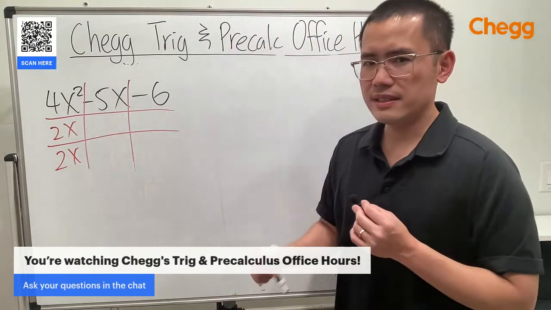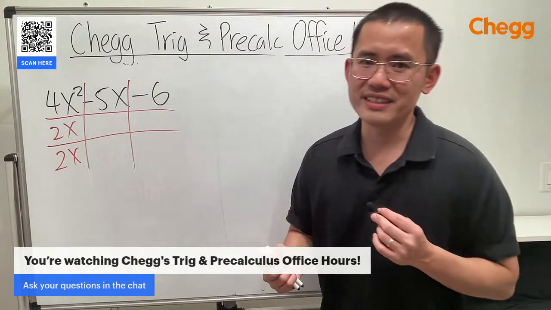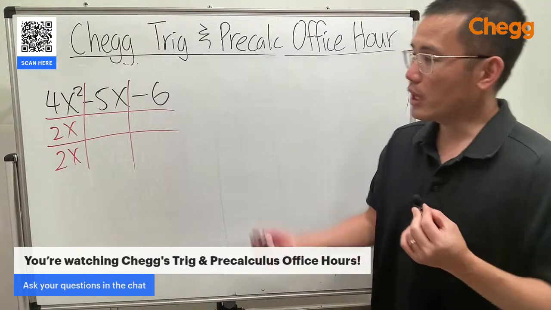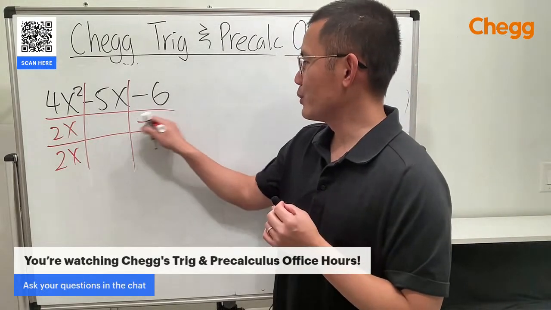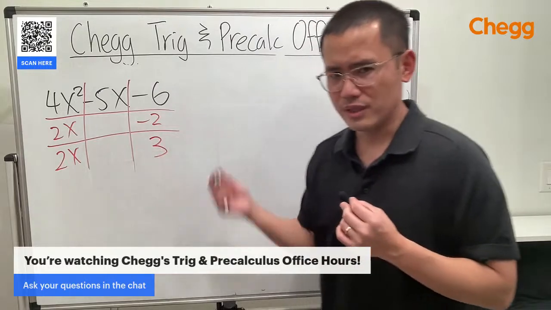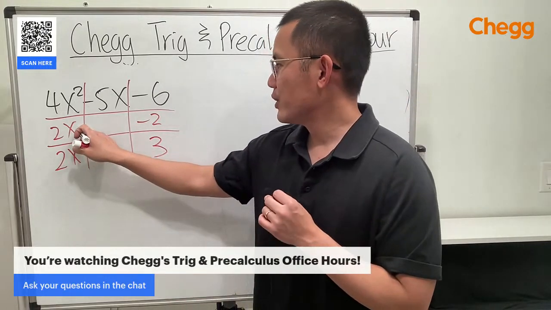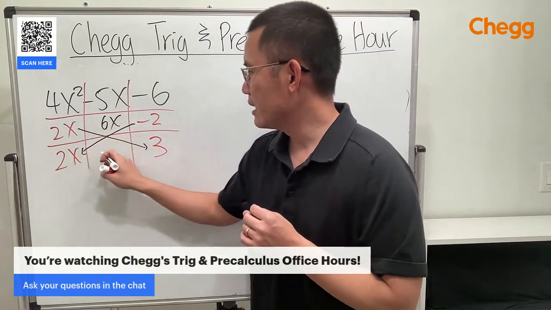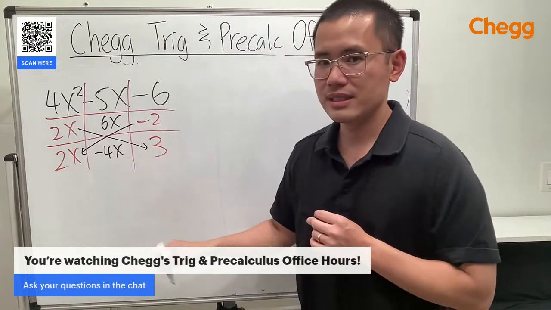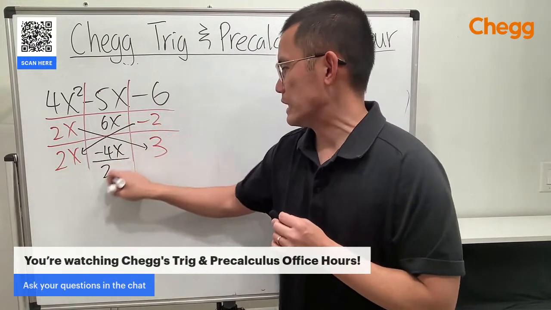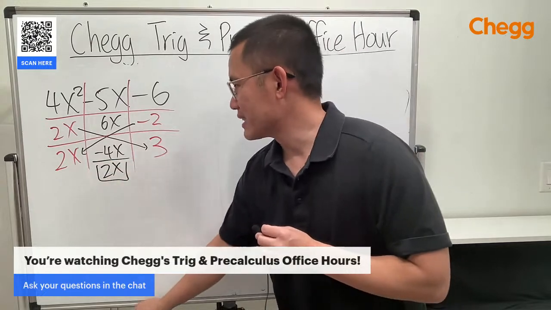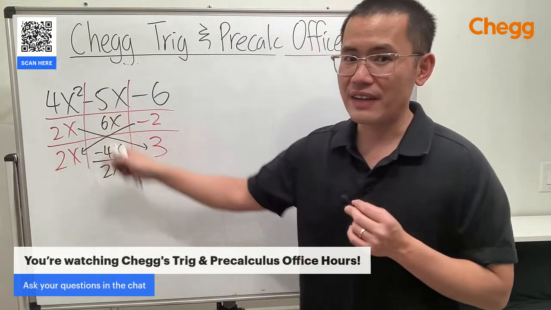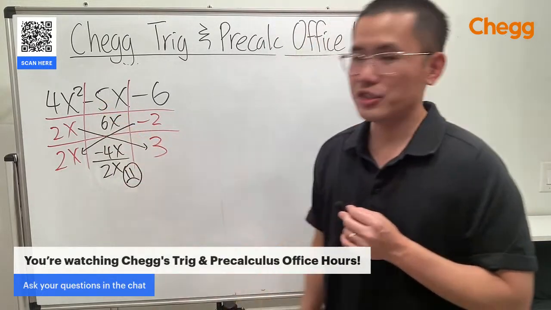Now, move to the negative 6 and ask yourself, what times 4 gives you negative 6? Negative 2 and 3? Okay, let's try it. If you put negative 2 here and 3 here, does it work? Have a look. This is how you check it. You do 2x times 3, which is 6x, and then you do this times that, we end up with negative 4x. Together, we end up with 2x. That is not what we want because we're trying to get negative 5x. So this is not the correct combination.